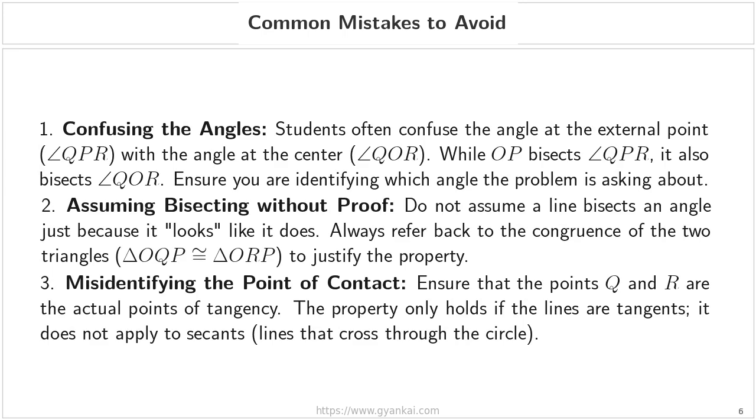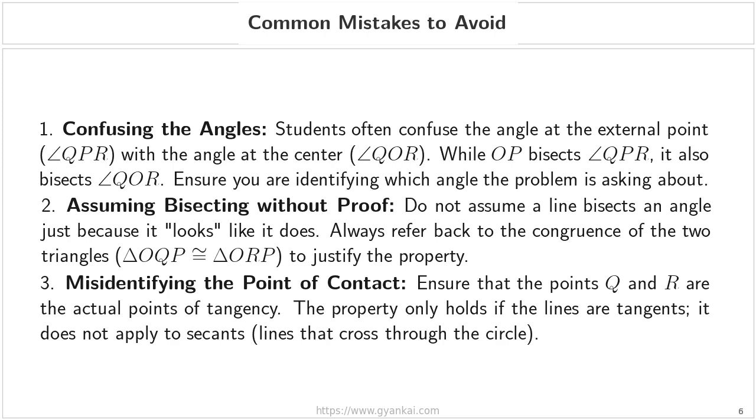Finally, always verify your points of contact. Ensure that points Q and R are truly the points of tangency, where the lines just touch the circle. This property is specific to tangents. If the lines are secants, meaning they pass through the circle and cross it at 2 points, this property simply does not apply. Always check the definition of the lines before you start your calculations.